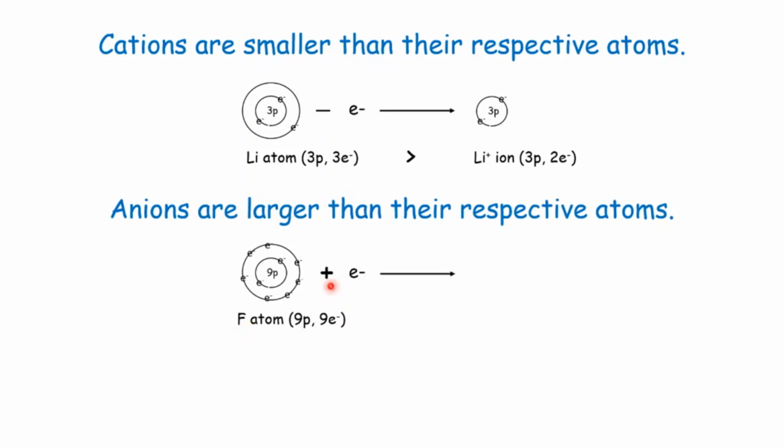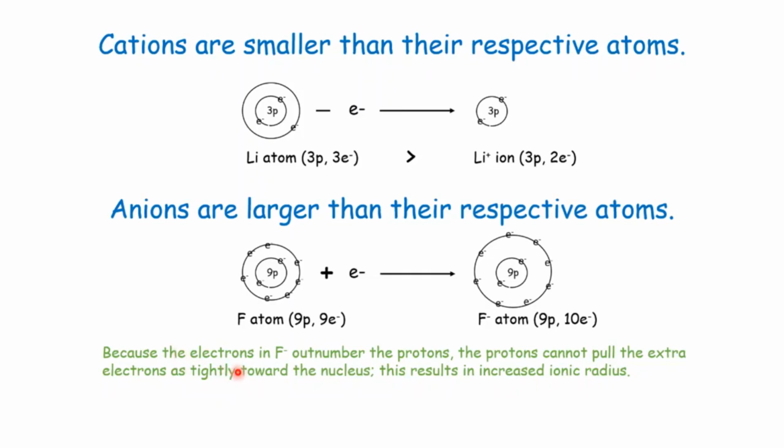Gain 1 more, then the outermost shell will actually have 8 electrons. So that meets the octet rule. This is a happier state. So therefore fluoride is very stable. It has 9 protons. The number of protons, or atomic number, never changes, but the number of electrons changes. It has 1 more. Then why is the anion larger than its respective atom?